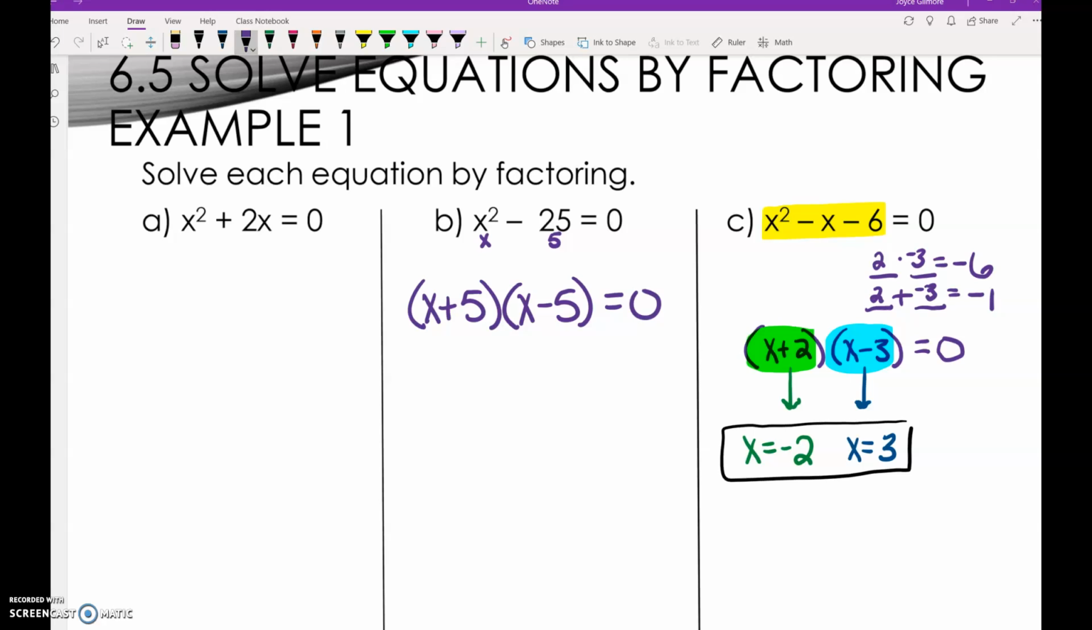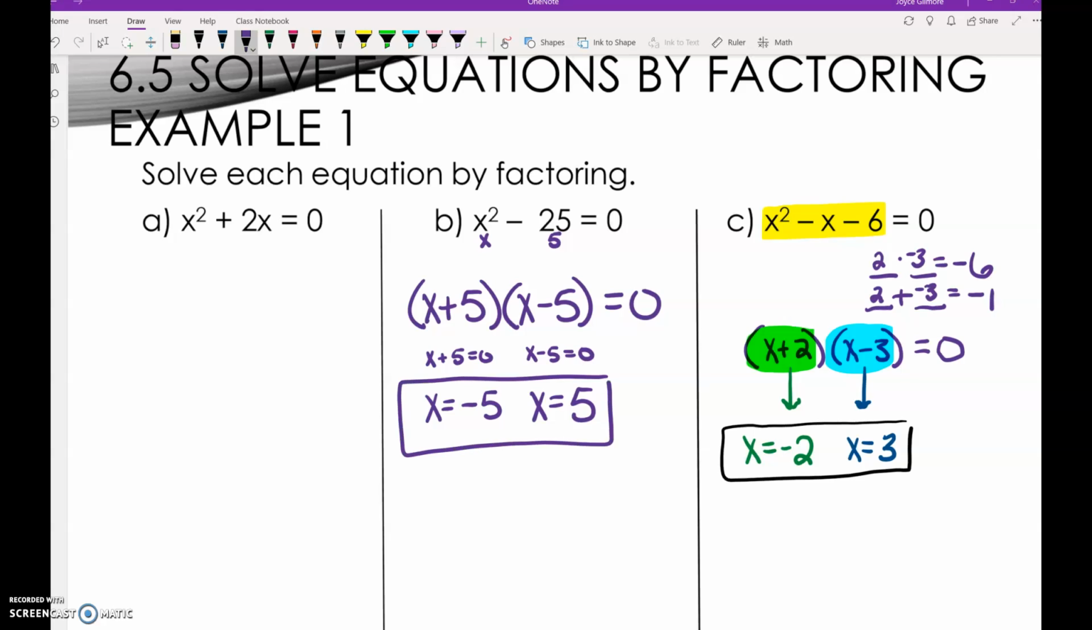If x plus 5 had to equal 0, x would be negative 5. If x minus 5 has to equal 0, x would be positive 5. Sometimes this answer is written as plus or minus 5, just to cut down on how much you have to write.